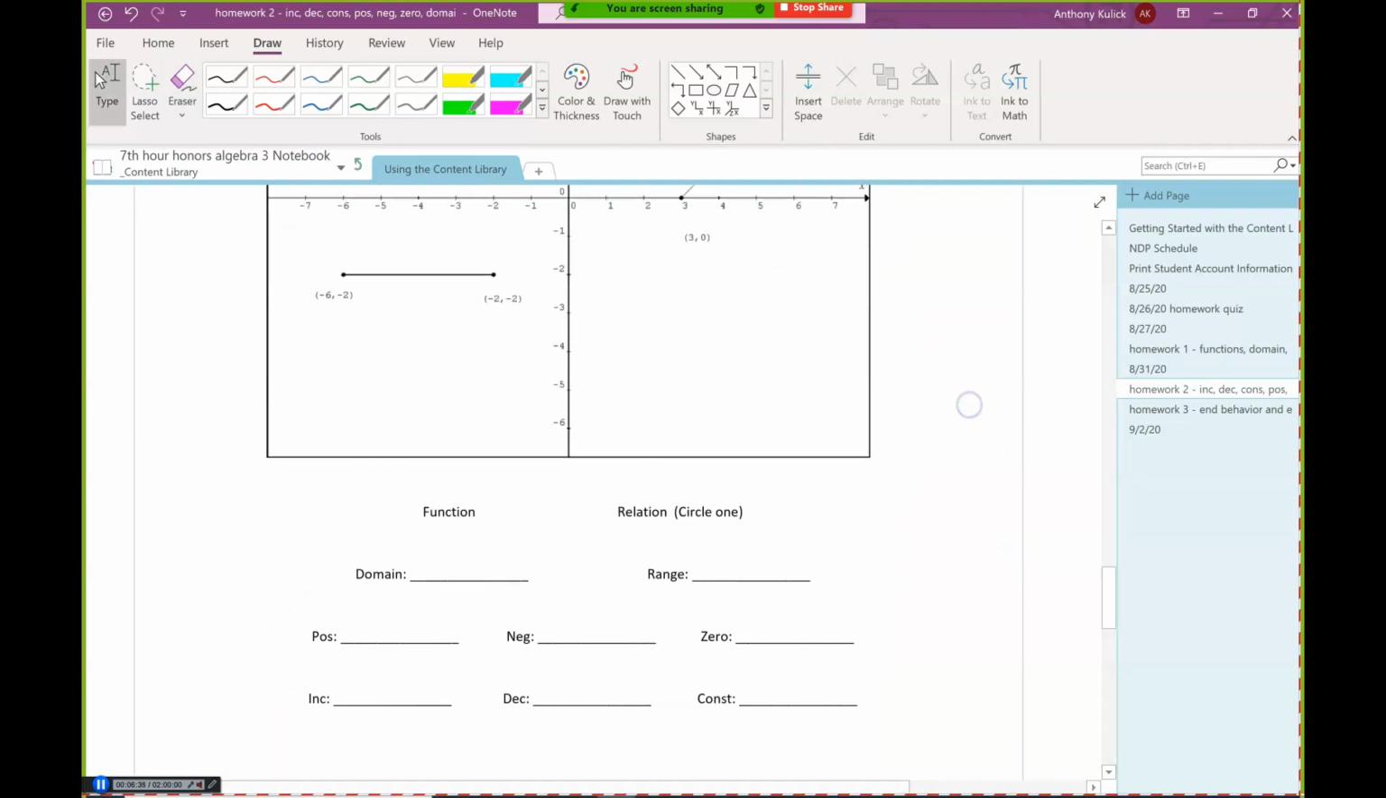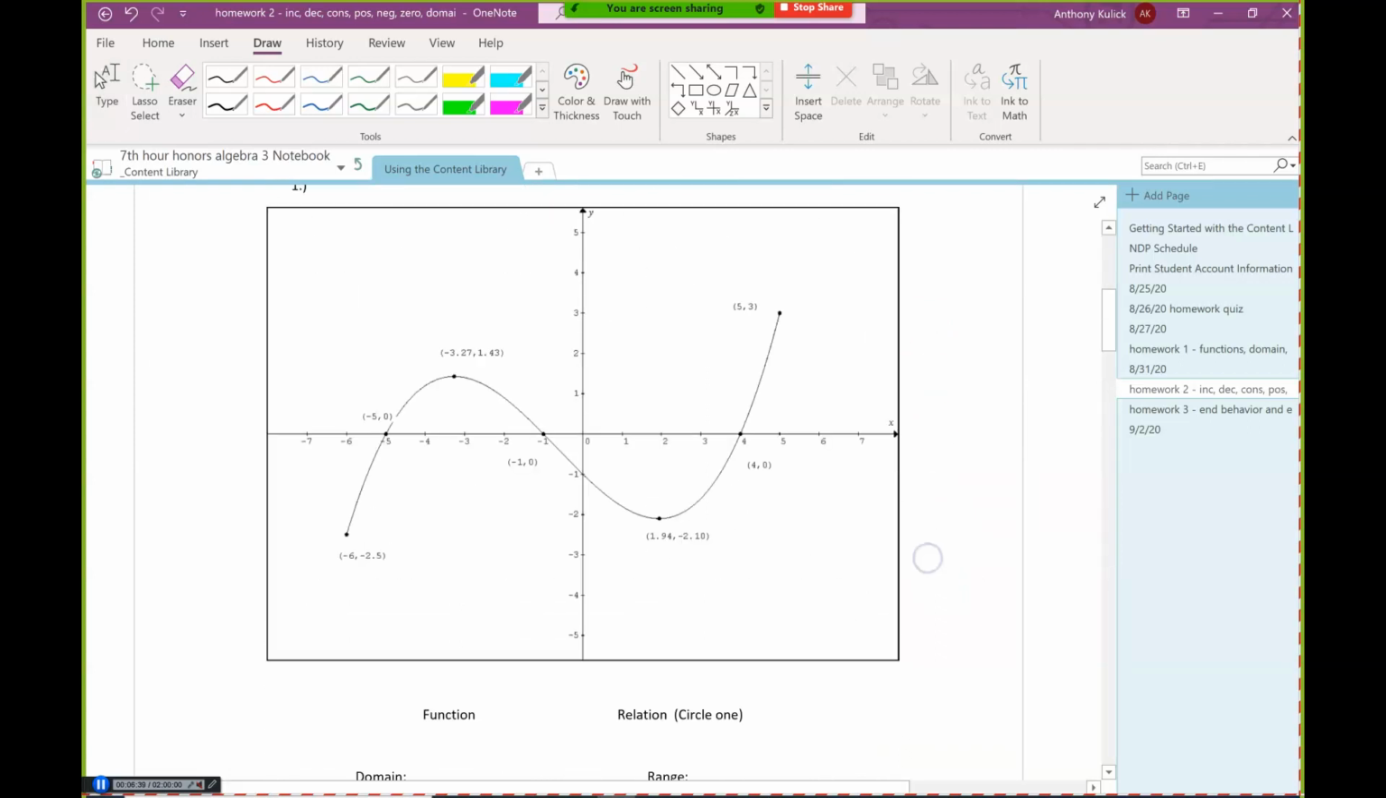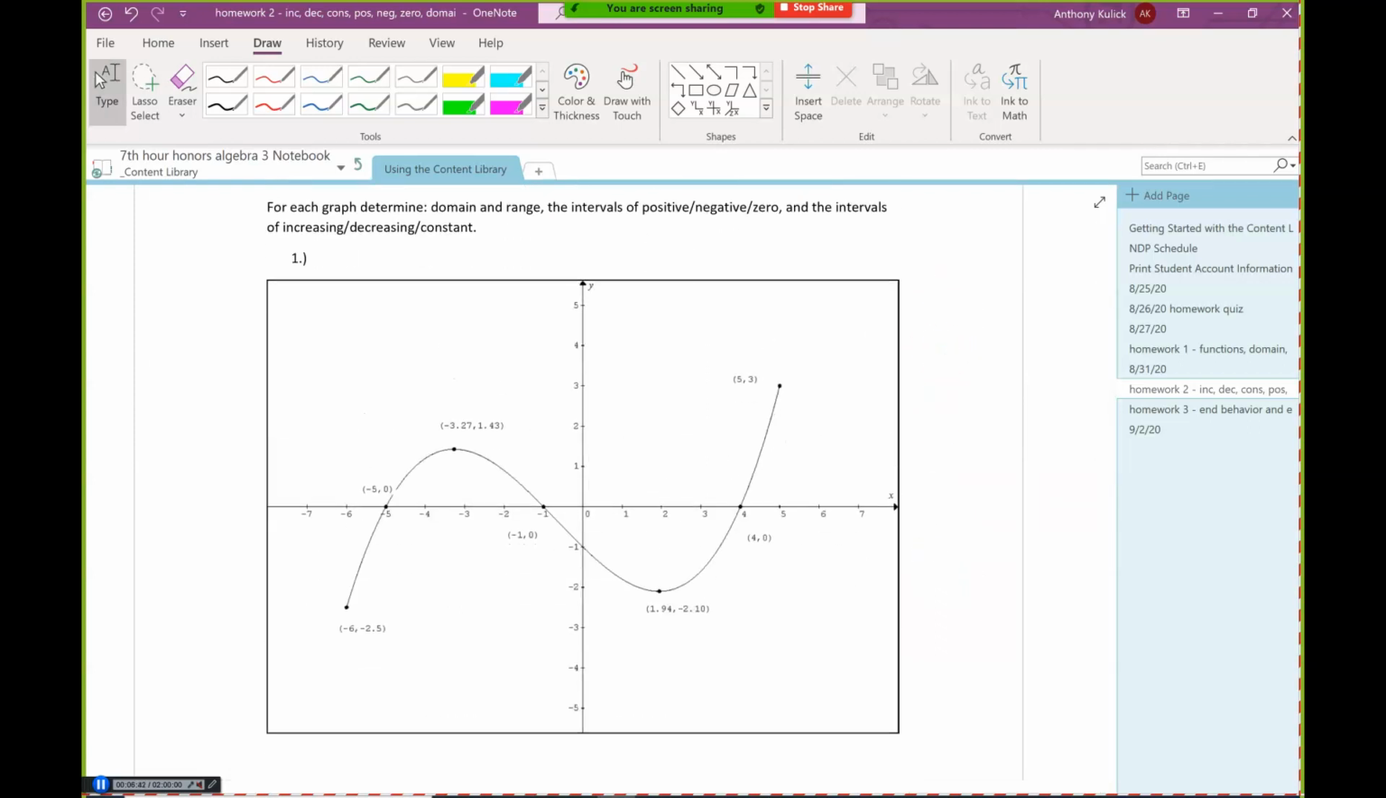So going back to number 1. Here I would say there is no constant because there is no flat section. The way that we are defining increasing, decreasing, and constant, singleton points can't fall in there because we're talking about slopes. In a calculus class, you would define those points as having slope 0, but not here. So you could just write none for the constant for this graph.